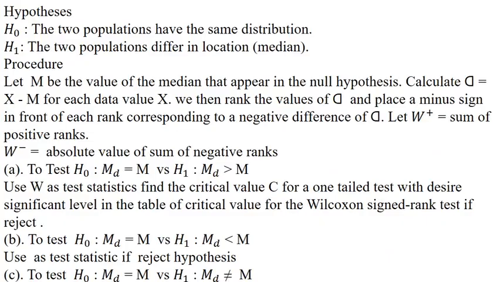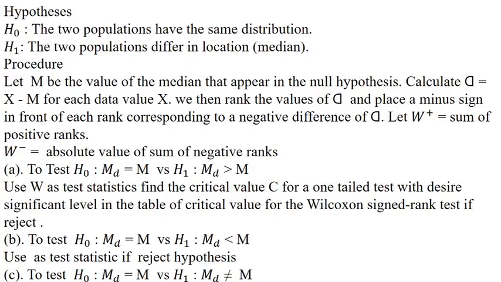We set our hypothesis: H0, that the two populations have the same distribution, and H1, that the two populations differ in location, which is the median. Procedure: let m be the value of the median that appears in the null hypothesis. Calculate x minus m for each data value x. We then rank the values and place a minus sign in front of each rank corresponding to a negative difference.